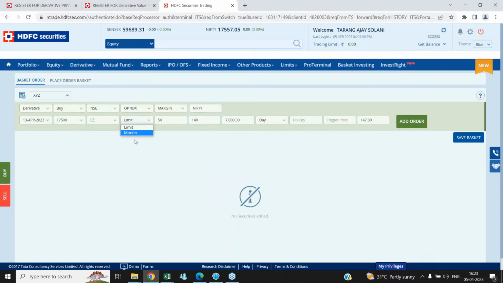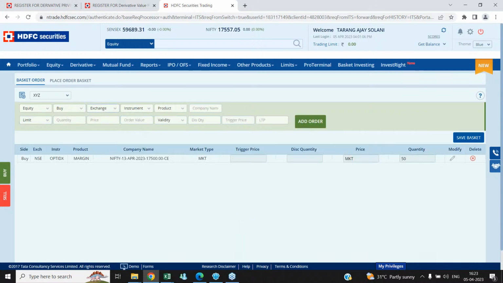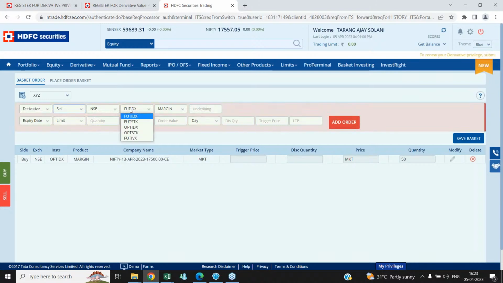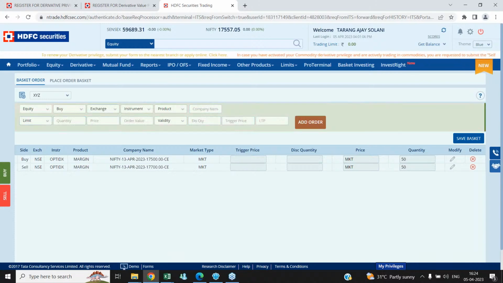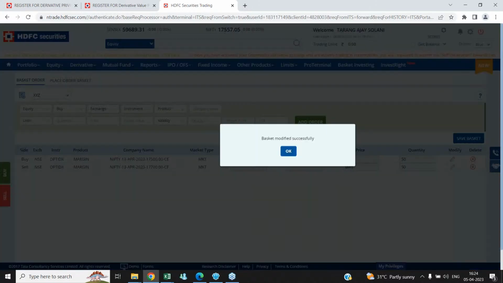Suppose I can also buy it at market. So I'll select at market and I'll add order. Again, I'll select derivatives. I want to sell 17,700 call option of Nifty. I'll select Nifty 13th April. I'll select 17700 call option. I can market. I'll add order and I'll save this basket.